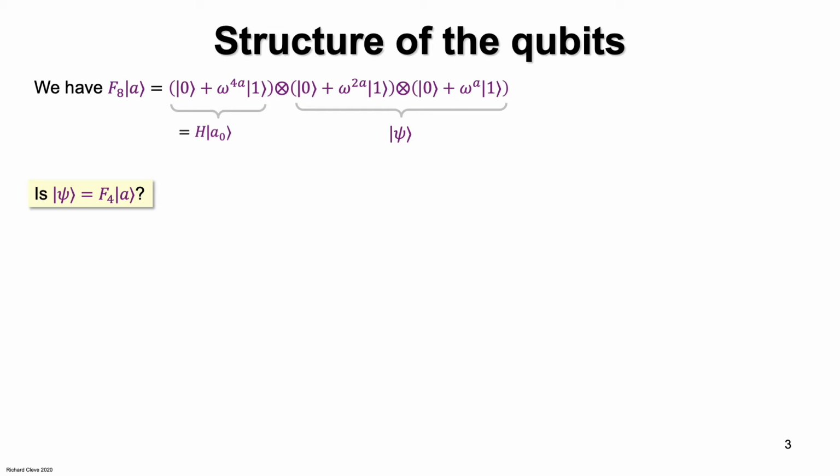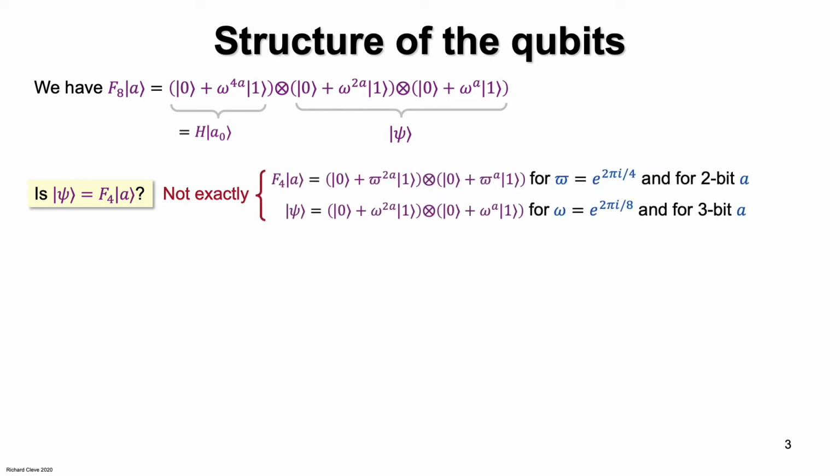The answer is not exactly. On the top line is F4 of A, and on the bottom line is psi. You can see the superficial resemblance. But F4 is with respect to a 4th root of unity, not an 8th root of unity. We'll use this other Greek letter to denote the primitive 4th root of unity. Omega is reserved for the 8th root of unity. Another difference is that F4 acts on 2 qubits. So it's not the same A as in psi, which is a 3-bit string.